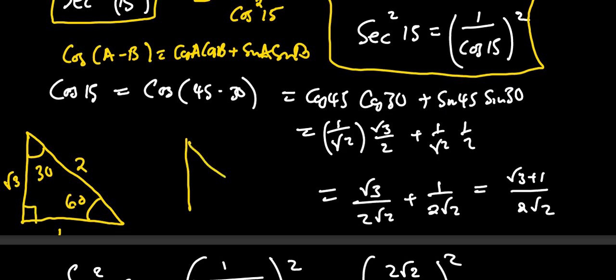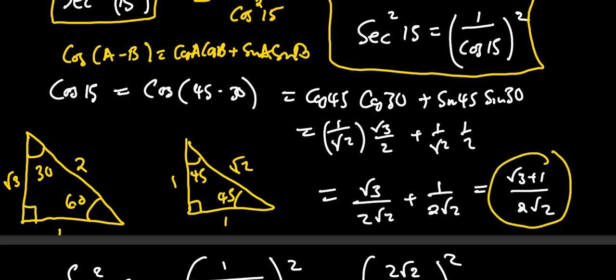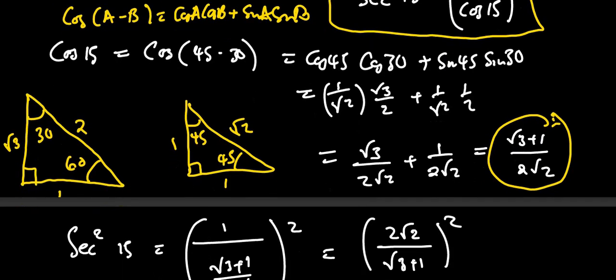There's another triangle for the special angles. So there's 45 and there's a 45. There's a 1 and a 1. So these are already like this. You just have to get your cos 45 and your sine 45. So that's how we got this to be our answer for cos 15. Now this is cos 15. We're looking for 1 over cos 15.